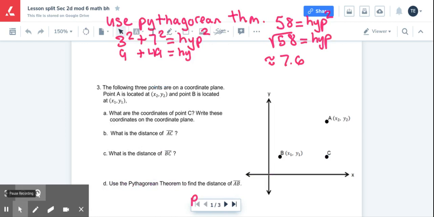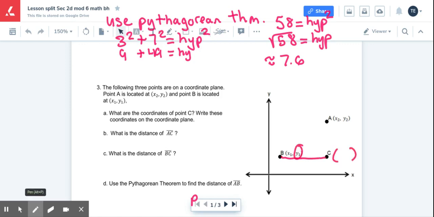Okay, so we did a numerical example, and now we want to do it with our variables. So here, I want to know what the coordinate of C was. Well, I know it's in line vertically with the B, so it has to still have its y. And I know that it is in line horizontally with the A, so it has to still have its x. So the coordinates of C are x sub 2, y sub 1.